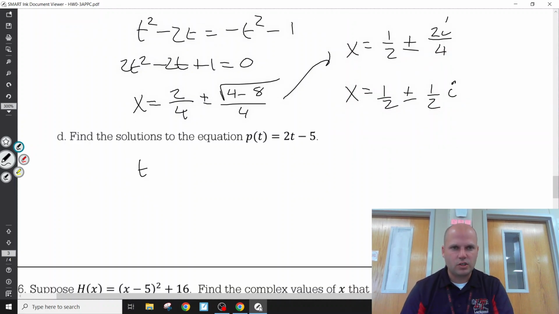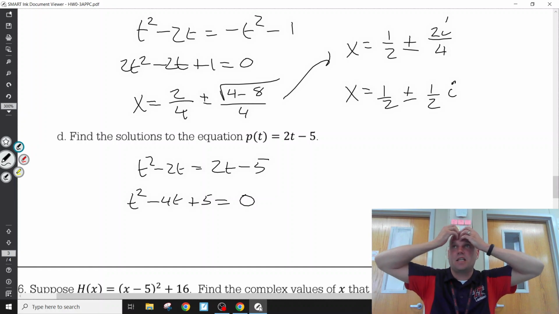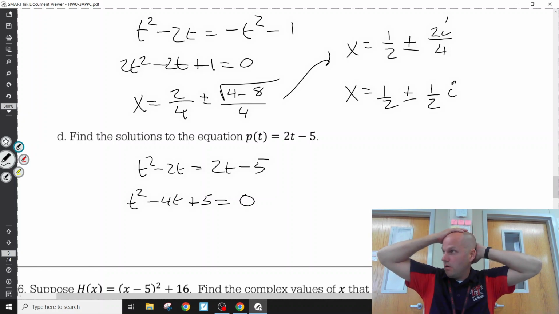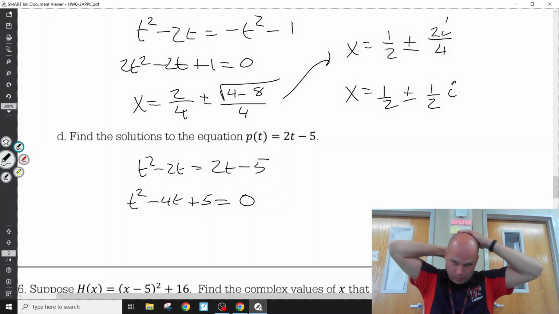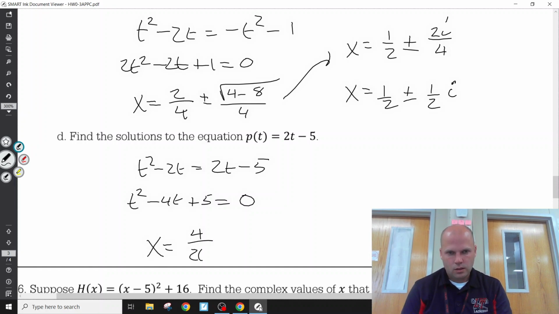Same thing here, t squared minus 2t equals 2t minus 5. I'm going to subtract 2t. Unfortunately, the 2t's don't go away. I'm going to add 5. Two numbers that multiply to get 5 and add to get negative 4. No! They have to be both negative or both positive. I wonder if we wanted this to be nice. By we, I mean like the teachers who made these problems.